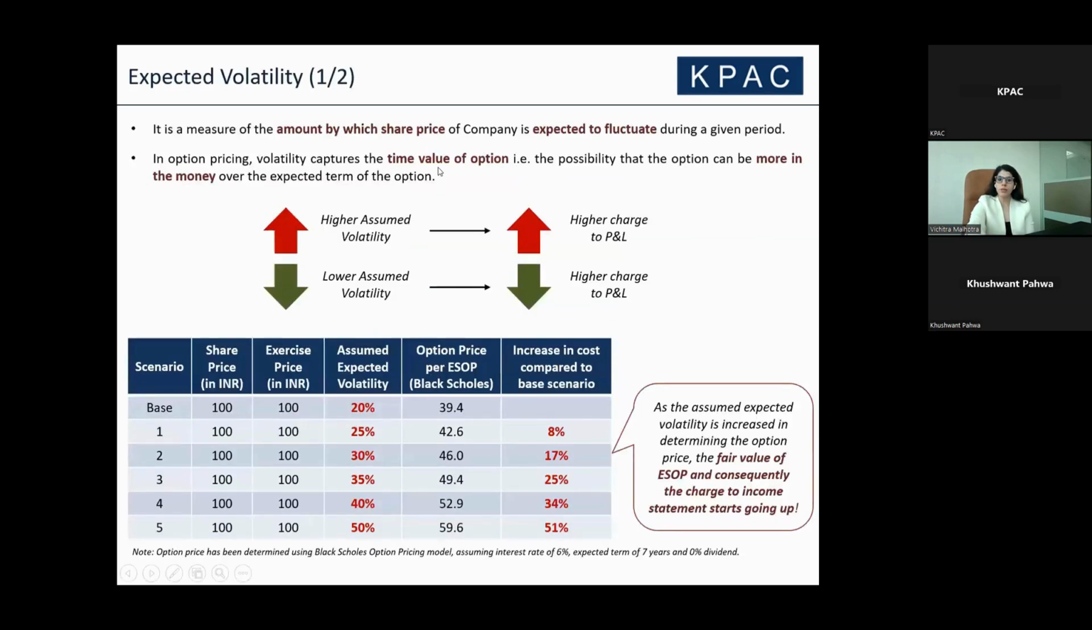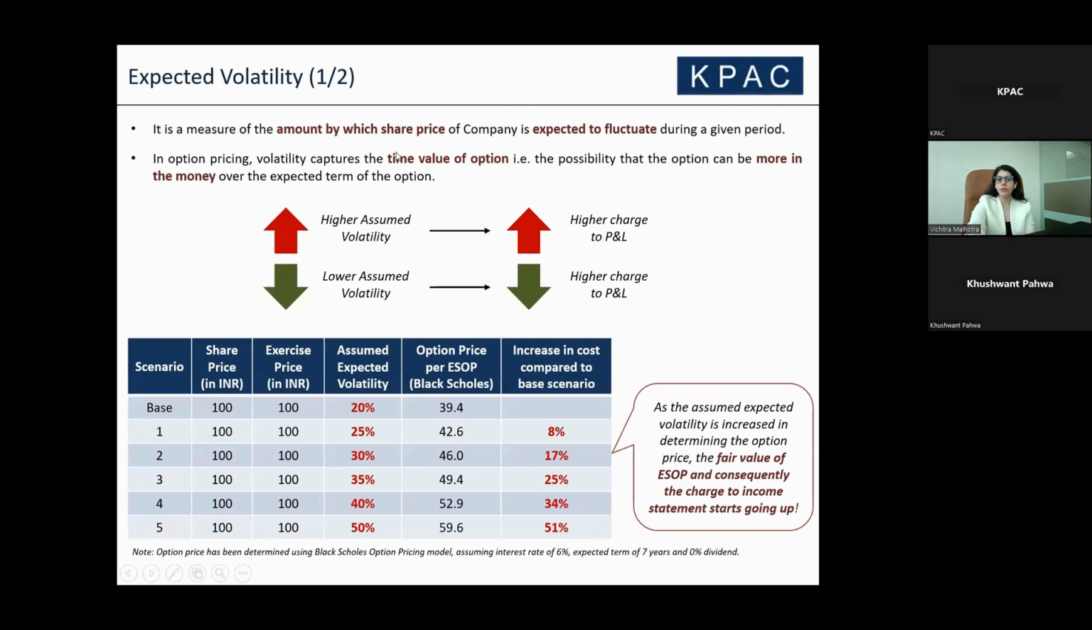Starting first with expected volatility. As the name itself suggests, expected volatility measures the amount by which the share price of the company is expected to fluctuate. So how volatile is your share price? How volatile is it expected to be in the remaining term of the option?